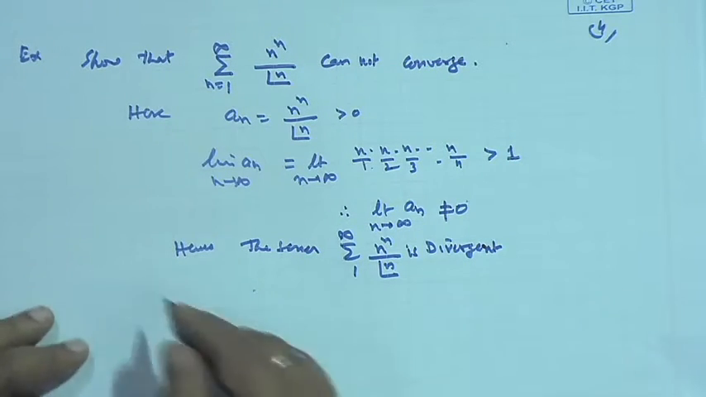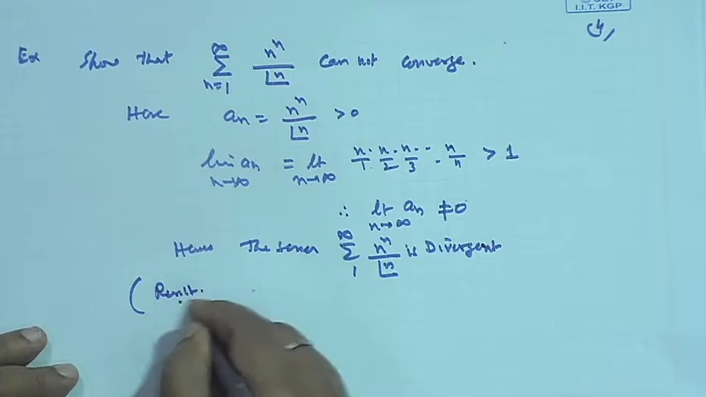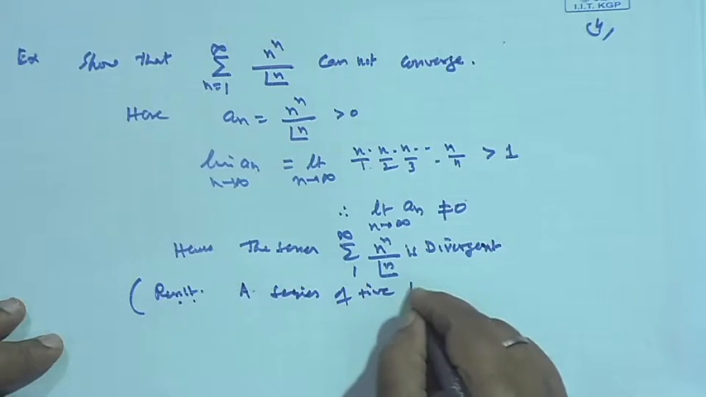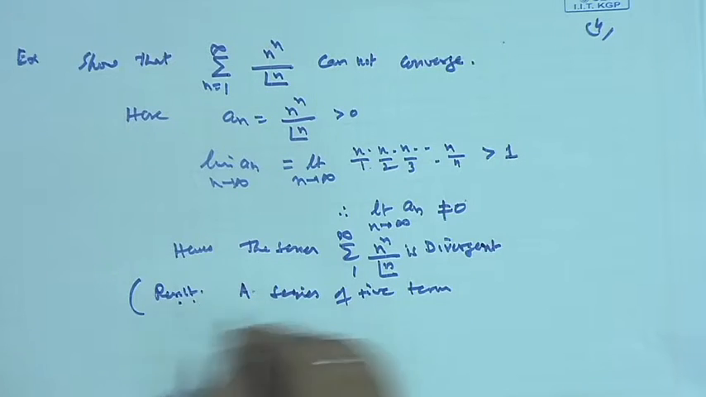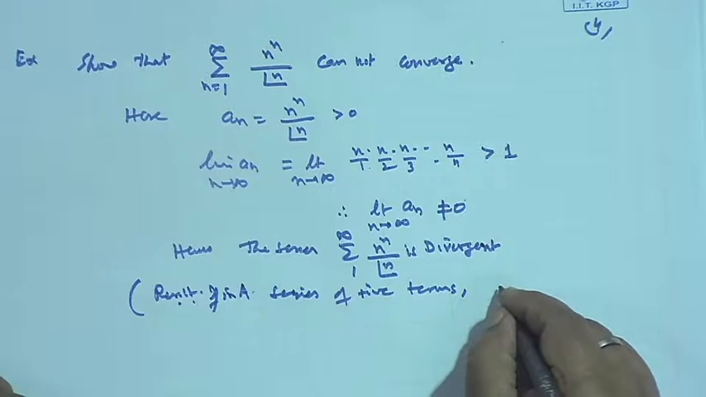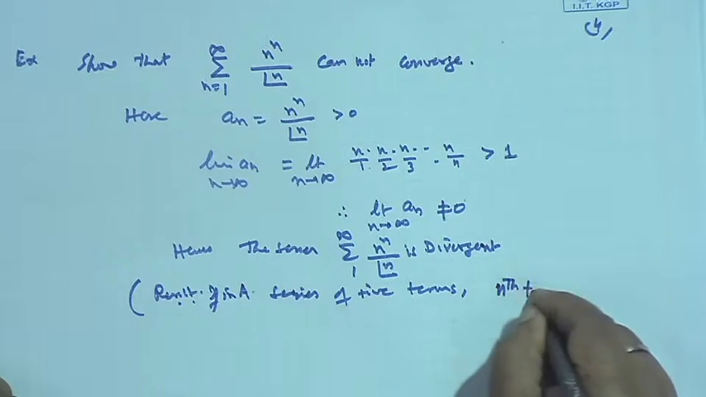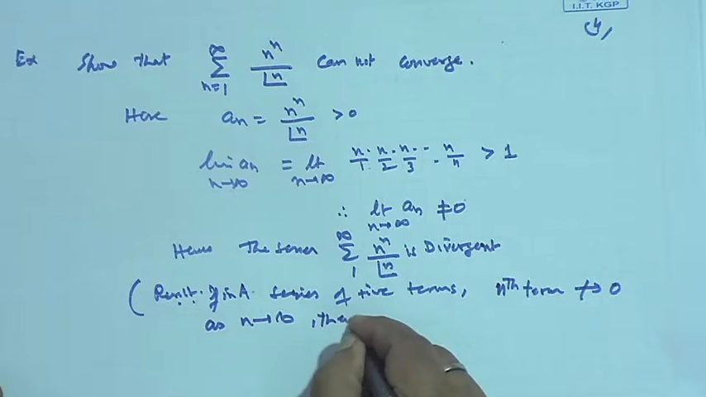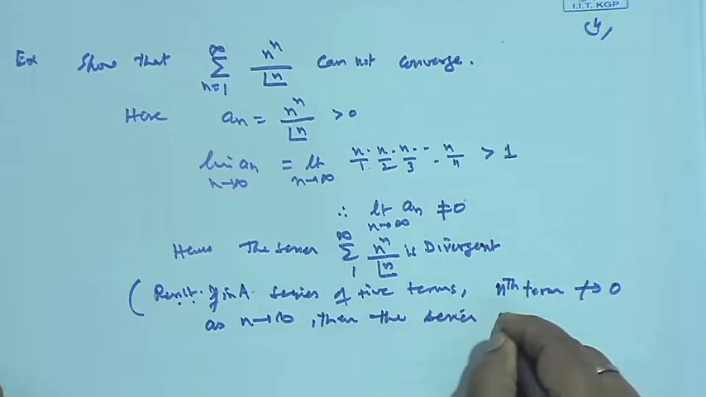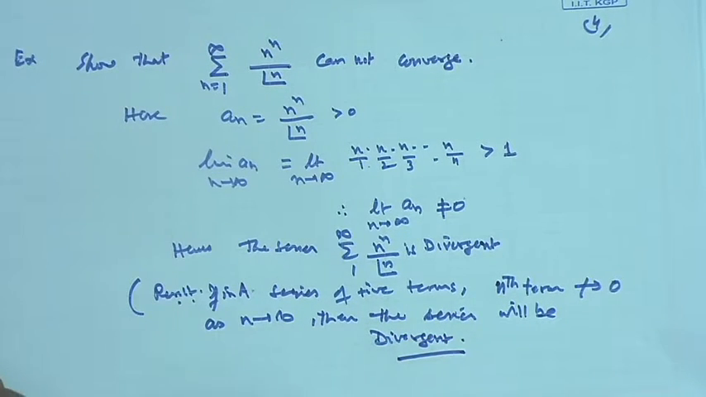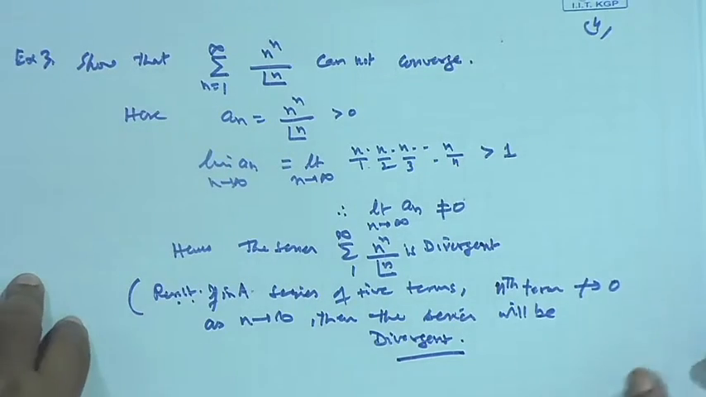Clear? Because we are using this result: a series of positive terms. If in a series of positive terms, the nth term does not go to 0 as n tends to infinity, then the series will be divergent. Okay. So, using this we can go for this.